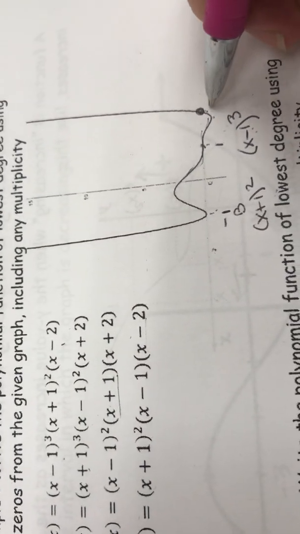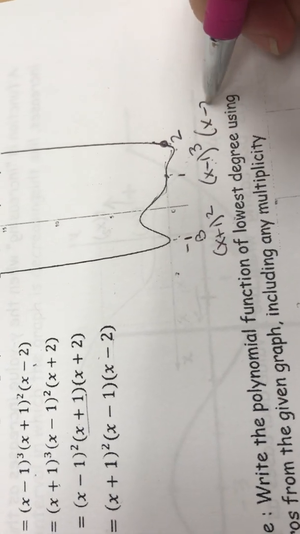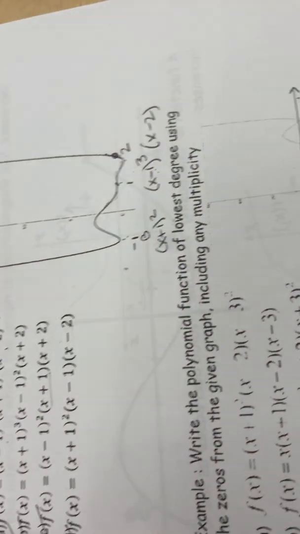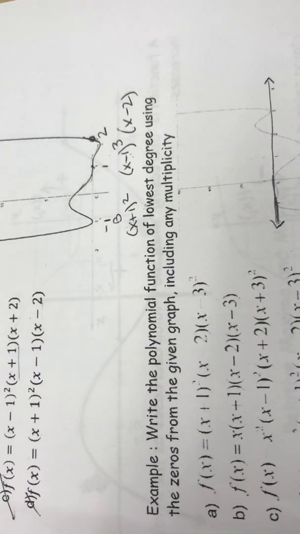Right here, that is a 2, and it just cut. So that would be x minus 2. And again, you can always check that in the calculator to make sure. Okay? So you can do number 2.